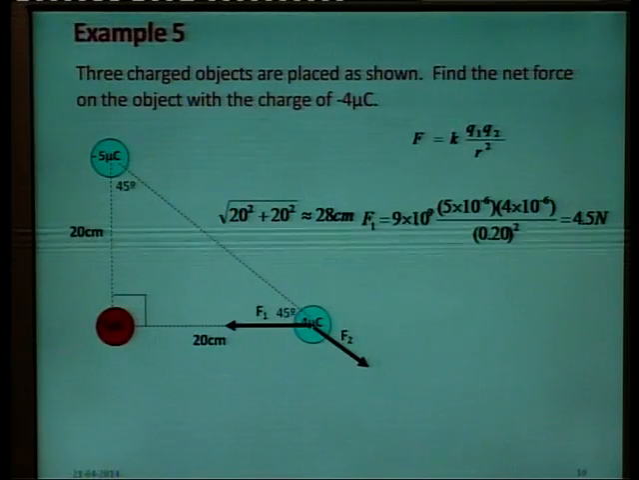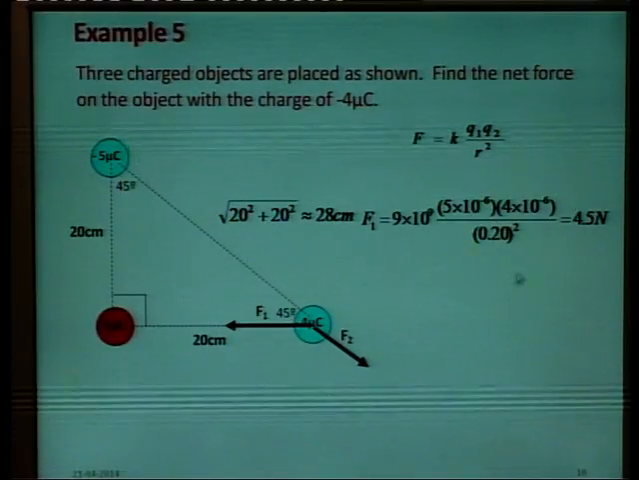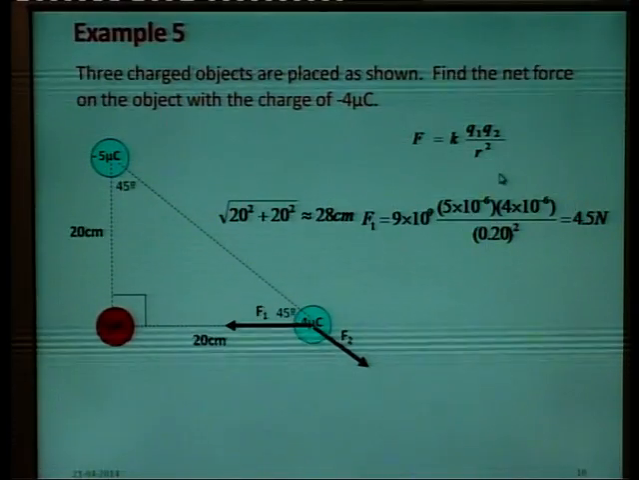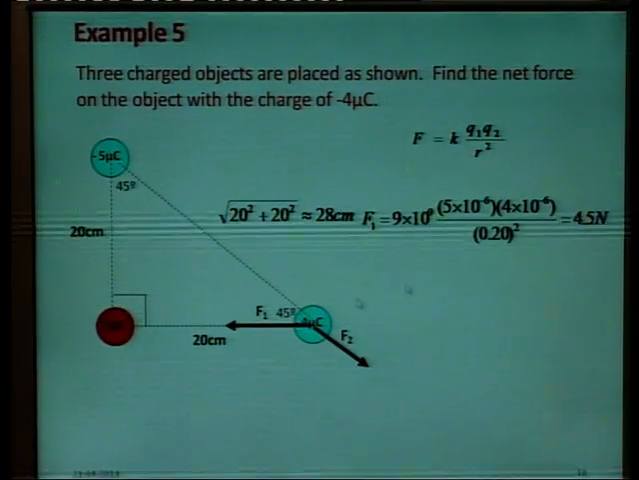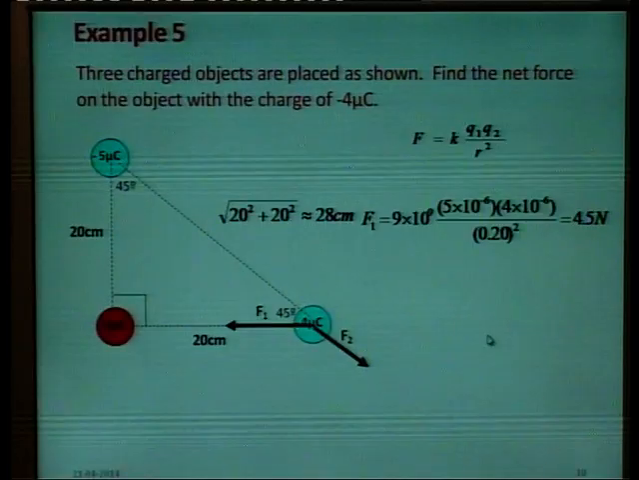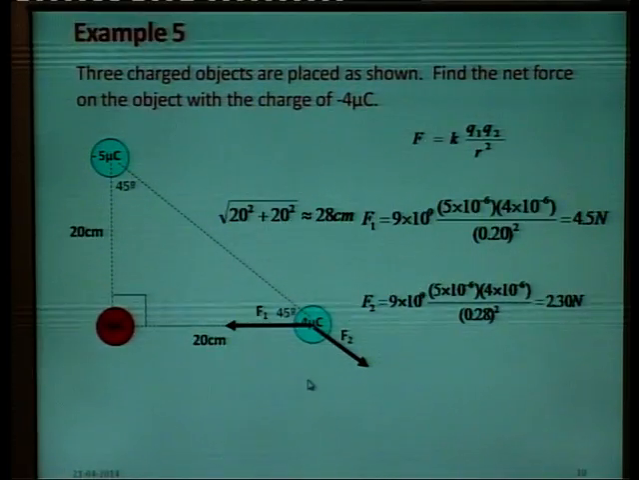So, this distance, the square is 0.2 the square. If you make these calculations, your answer will come out to be 4.5 newtons. So, force F1 is 4.5 Newton. Then you calculate force F2.